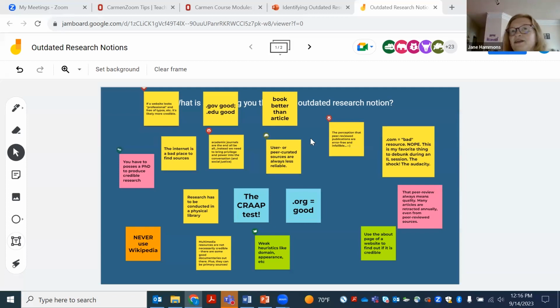Some guidance in here about where to go to find sources, and that there are certain places or certain formats of sources that are more appropriate than others. Someone had mentioned that you have to possess a PhD to produce credible research. I think that's a really great one. Thinking about whose voices we consider to be more credible, and why or why not.